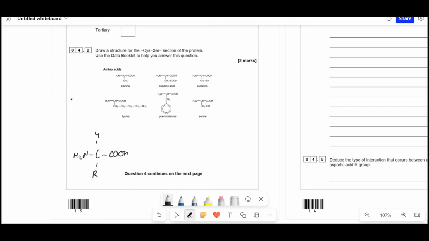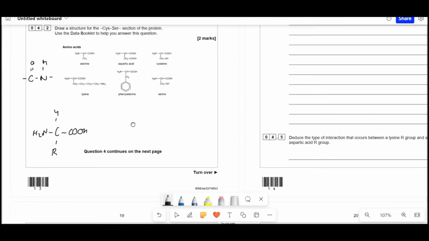So every single one of them, you should see there's a C double bond O and an NH like this next to each other. All right? You should be able to recognize that off the bat. So what's happening if you've got Cys and Ser is that between them, they're going to have this. So what I do is I just pick cysteine. So that's going to be this one here. And then I draw it. So it's a CH.